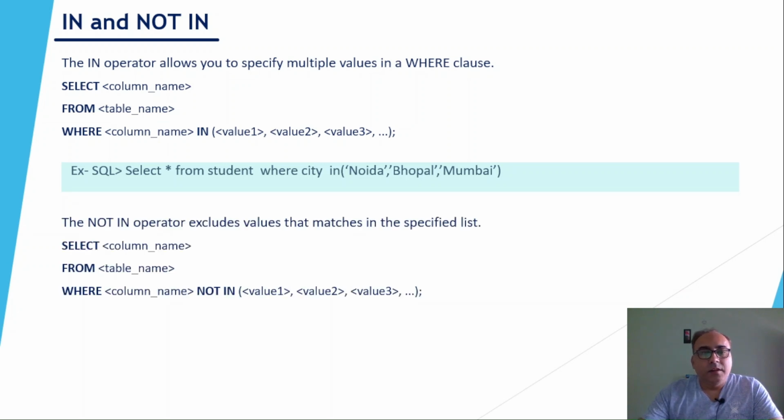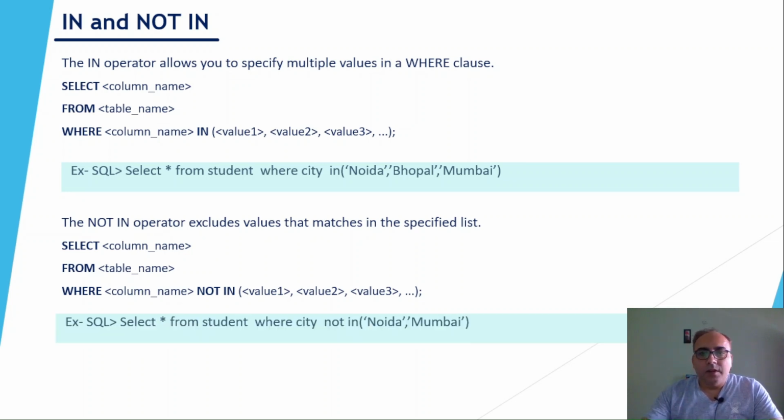Then we have the NOT IN operator. This is just the opposite of the IN operator. Basically, the NOT IN operator excludes values that match the specified list. So whatever values we have specified in the list, it just excludes those values. Let's look at the syntax. Select column name from table name where column name NOT IN, and within brackets we can specify multiple values. So let's look at the example. It's almost the same, only in place of IN, here we are using the NOT IN clause.